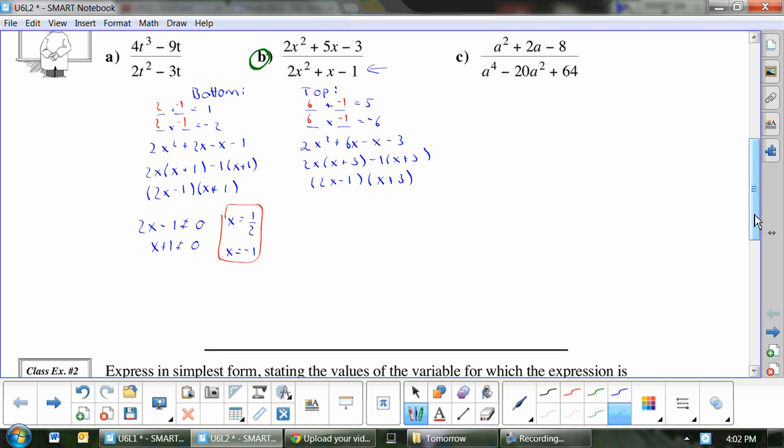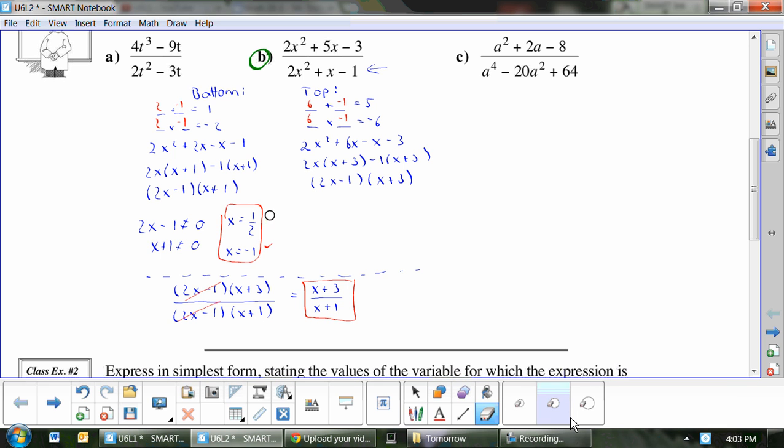So altogether, our equation looks like this, all over 2x minus 1, x plus 1. Then we can look at it and say, these can divide out. So in simplest form, or in lowest terms, our equation is x plus 3 over x plus 1, and our non-permissibles are 1/2 and negative 1.